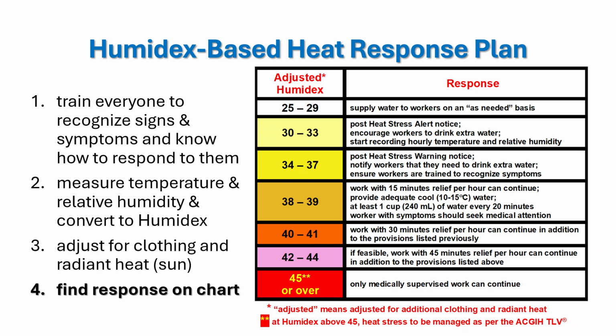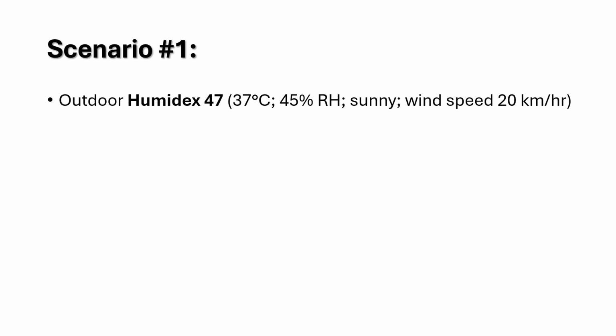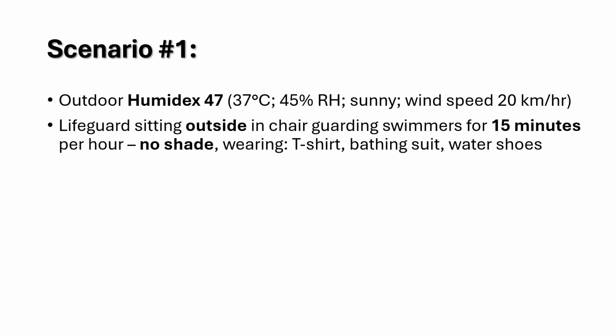So then you find your adjusted Humidex on this chart, and then you read out the response on the right-hand side. So let's use a scenario that we just described where the Humidex is 47, it's sunny, and the wind speed is 20 kilometers an hour, temperature is 37 degrees, and the relative humidity is 45%. Suppose you're a lifeguard sitting outside in a chair guarding swimmers for 15 minutes every hour. There's no shade, you're wearing t-shirt, bathing suit, and water shoes.